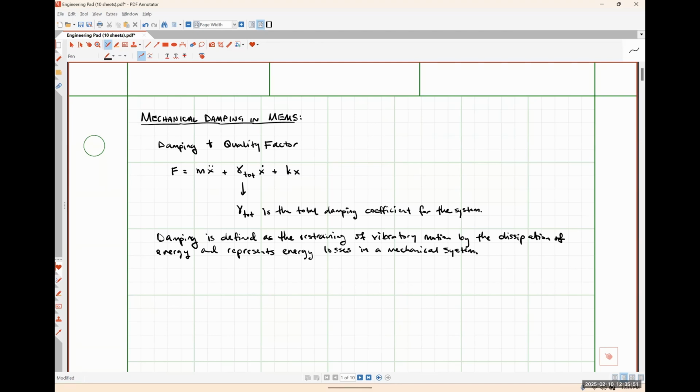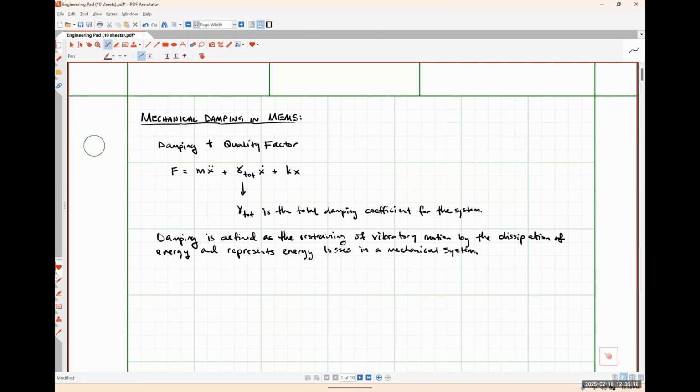So in a MEMS device, there are lots of different damping mechanisms that can potentially impact device behavior. Some of these are things like, and we're going to talk about them all in a little bit, so I'm not going to list them out here specifically, but material losses, anchor losses, surface losses, mode conversion losses, air damping, so frictional losses, things like that.